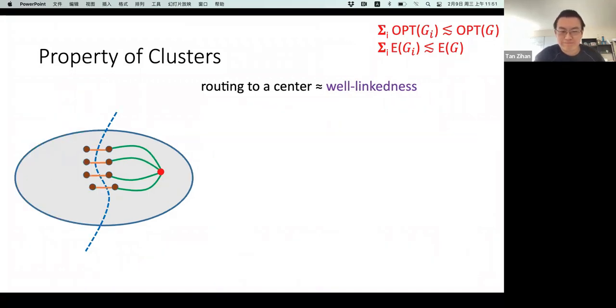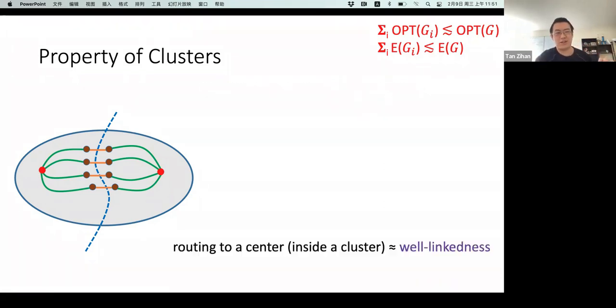Yes, so this is basically saying that routing to a center is equivalent to the property of well-linkedness only in our problem. But recall that this set of paths gives us a drawing of the G1 new instance, but we also need a drawing of the G2 new instance. So we also need a set of paths connecting these boundary vertices to some point on the left. We basically want these boundary edges to be well connected both on the left and on the right.